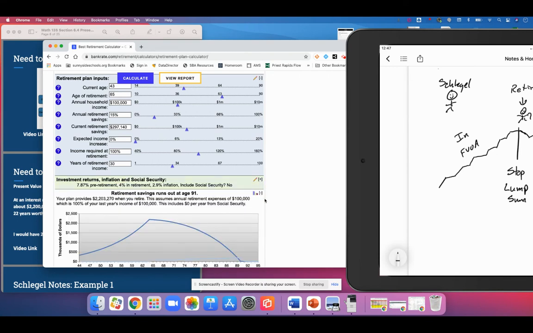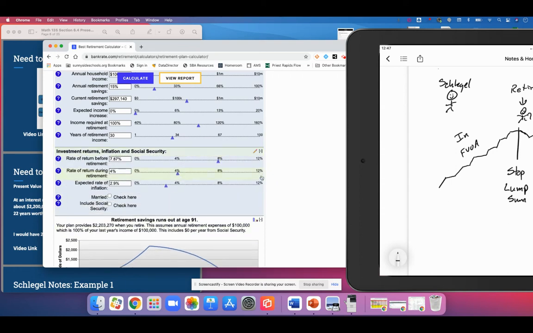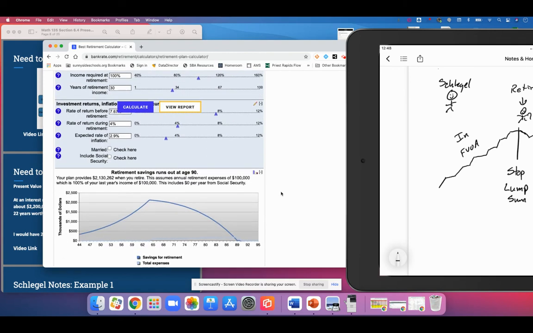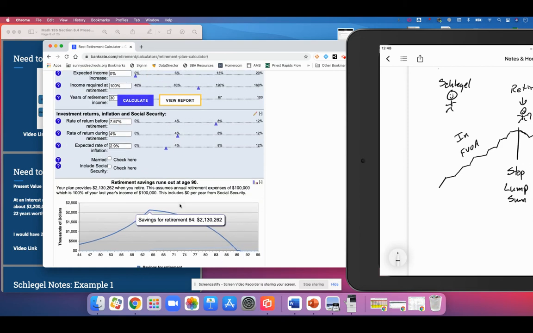So there we go. It says that I'm going to run out of retirement at age 91. That's interesting. Let me change that number again. At age 90. Let's go ahead and roll with that. So instead of running out 22 years later, that would be 87. Now it's saying if I am able to get that interest rate, I would have money until I'm 90, which is pretty awesome.